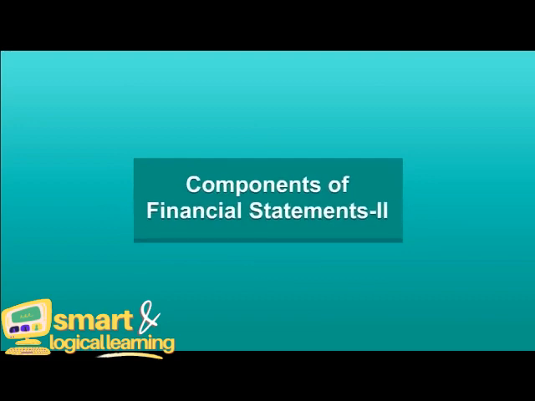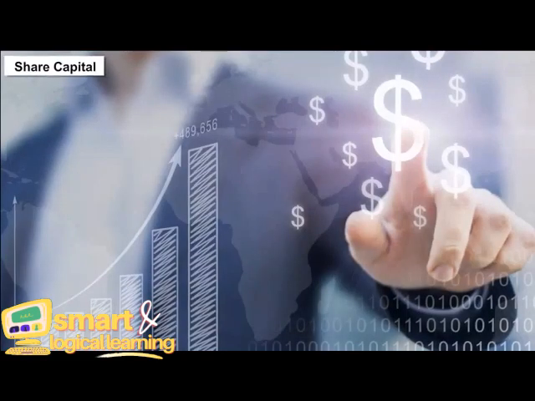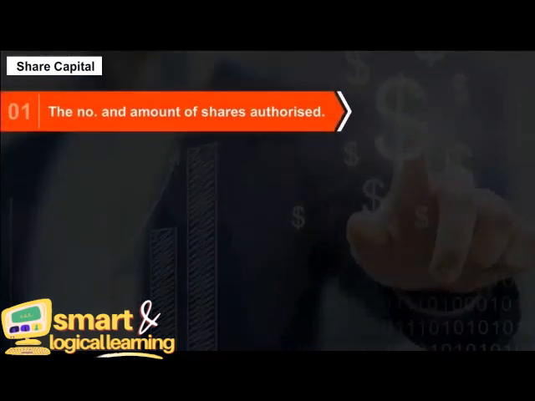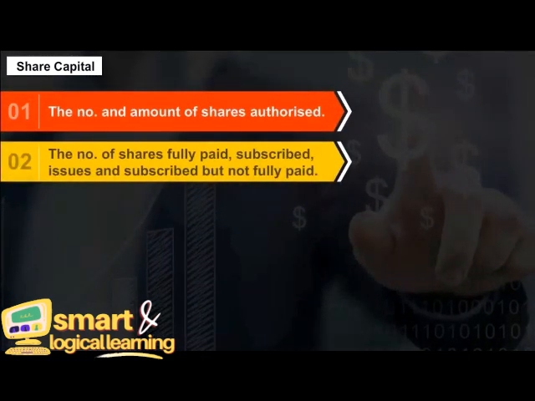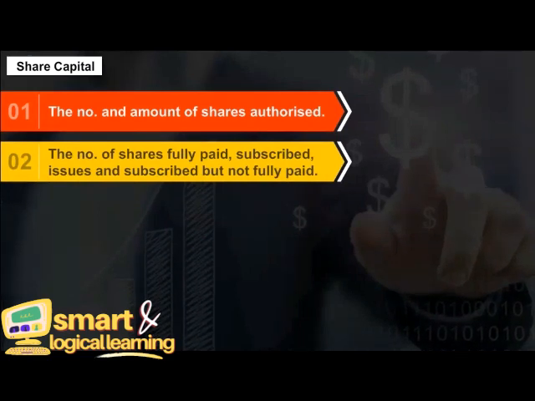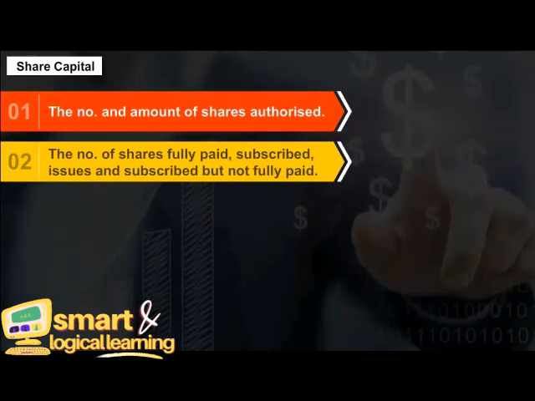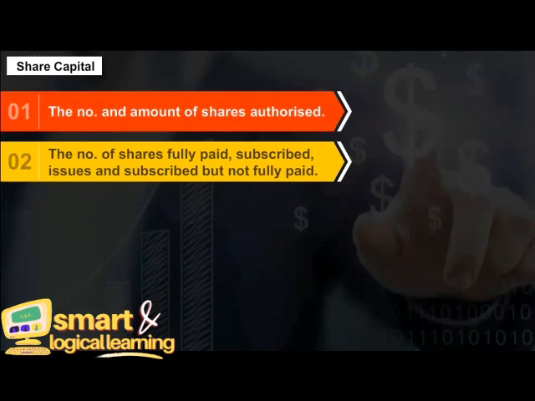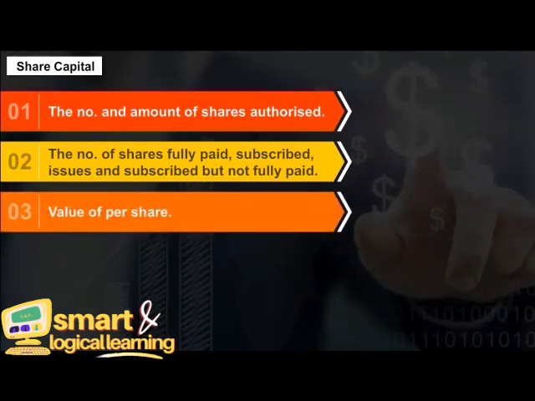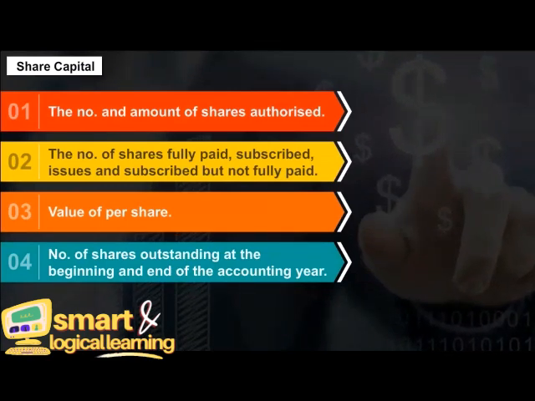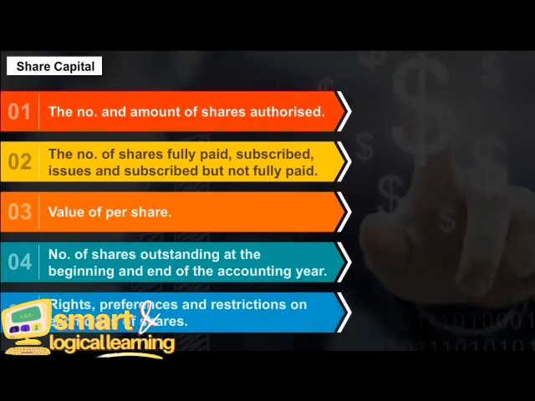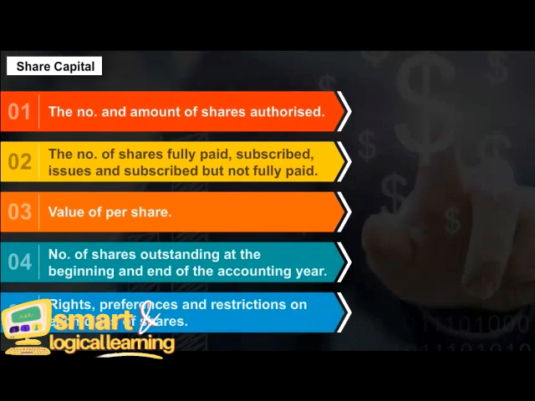Components of financial statements Part 2. For each class of share capital: 1. The number and amount of shares authorized. 2. The number of shares issued, subscribed and fully paid, and issued and subscribed but not fully paid. 3. Value per share. 4. Number of shares outstanding at the beginning and end of the accounting year. 5. Rights, preferences and restrictions on each class of shares.